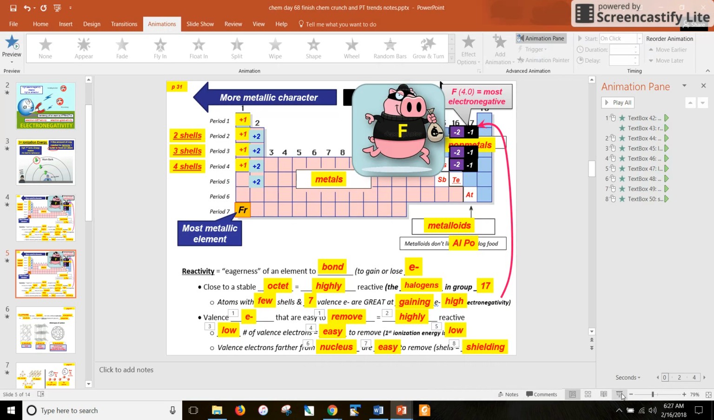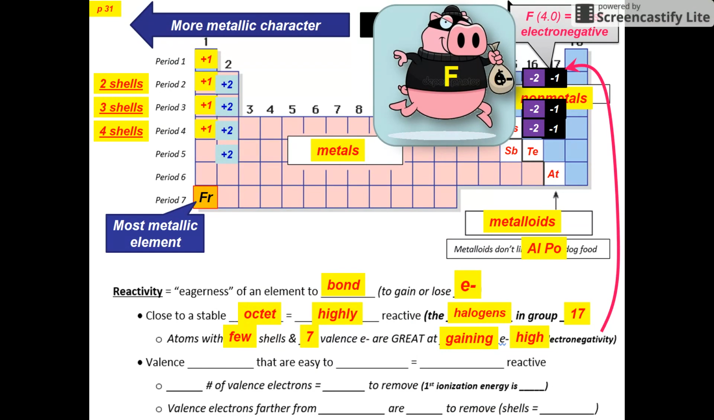All right, folks, I am back, and here we go, continuing with why certain elements are very reactive or very eager to bond, that is, to gain or lose electrons. Now, if we talk about the elements over here on the left side of the periodic table, we would say that they have valence electrons that are easy to remove, and that makes them highly reactive also.